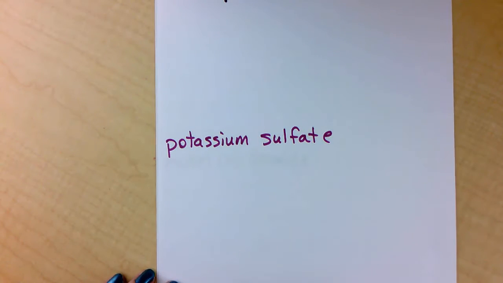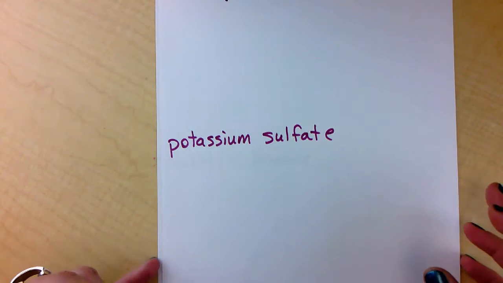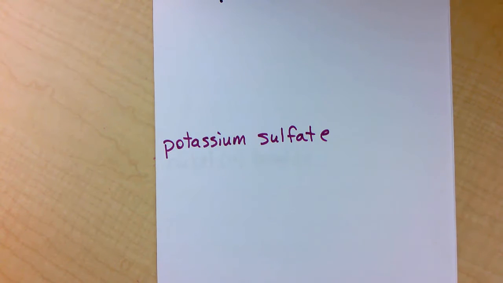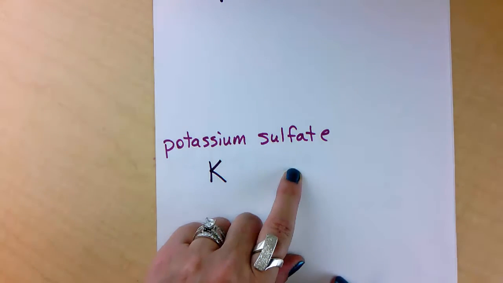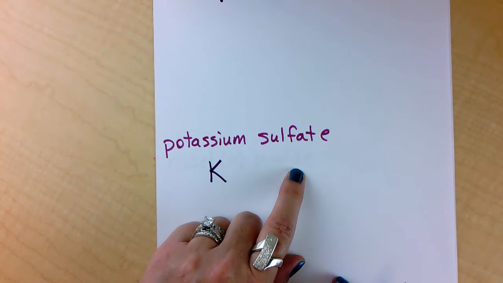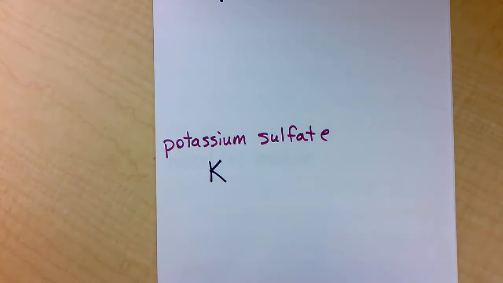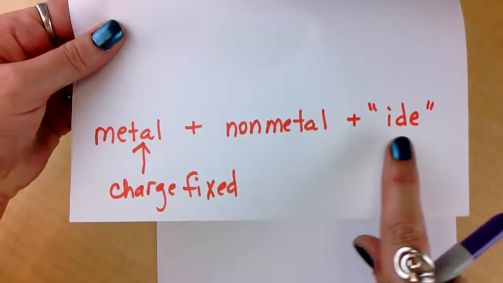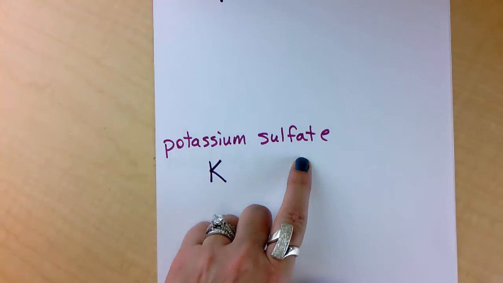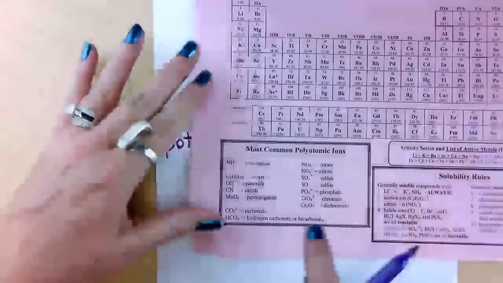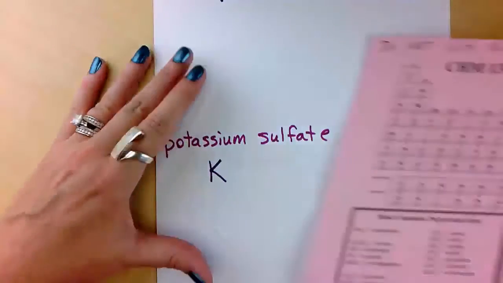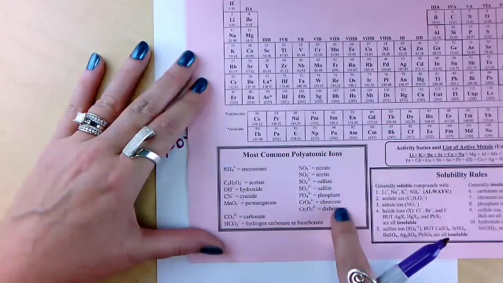Our second example is potassium sulfate. I gave you the name. You need to write the formula. What is potassium? You are correct if you said K. What is sulfate? Is that an element? Well, remember, names all end with "ide" for elements. That's not "ide". So it's not an element. It's more than one element. Polyatomic. It's in our box. Let's see if we can find sulfate. There it is.